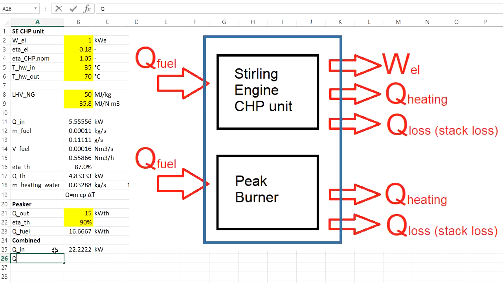Then the useful heat output will be the 15 kilowatts from the peak burner, and then we have the thermal output of the Stirling system.